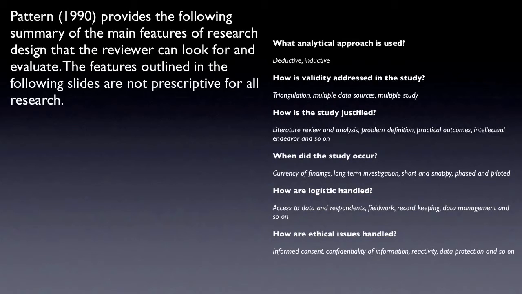This comes from Patton. In 1990, Patton provides the following summary of the main features of research design that the reviewer can look for and evaluate. Know that these questions are not prescriptive of all research. But if you take these questions in, you can draw data from the article that you could use in logically putting information together. There's a system.